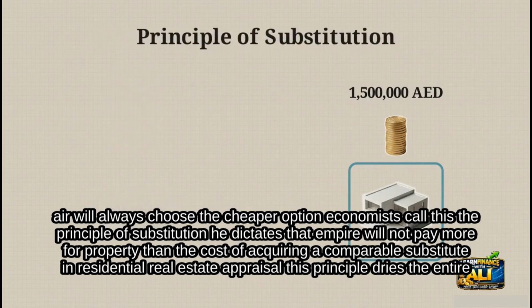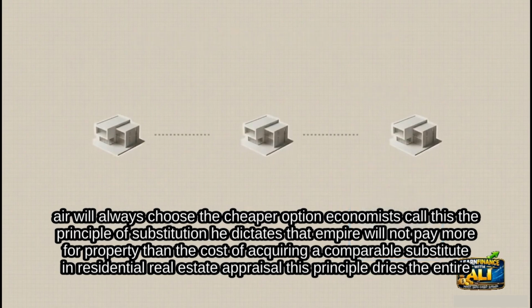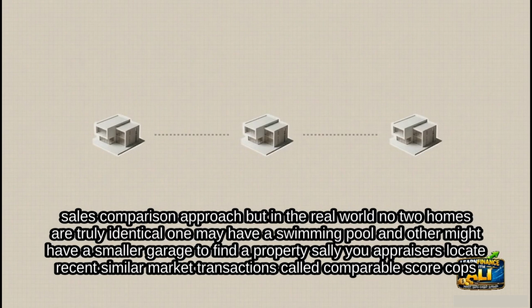Economists call this the principle of substitution. It dictates that a buyer will not pay more for a property than the cost of acquiring a comparable substitute. In residential real estate appraisal, this principle drives the entire sales comparison approach.